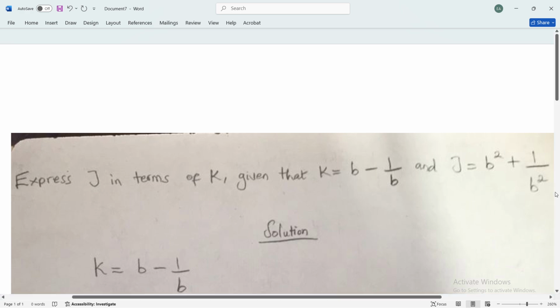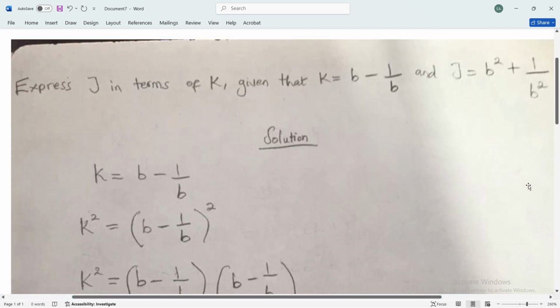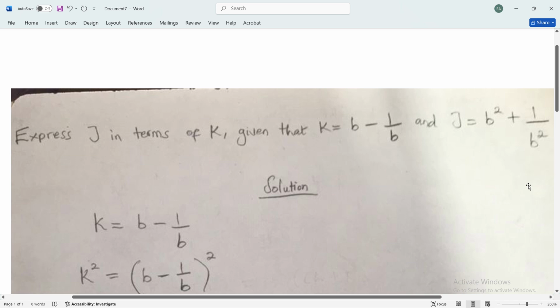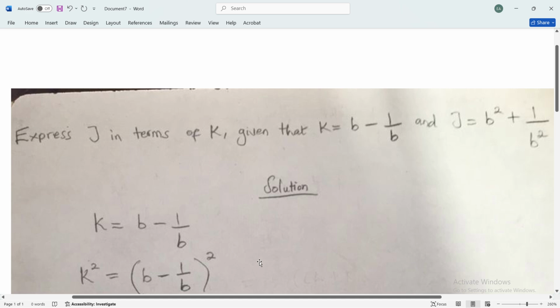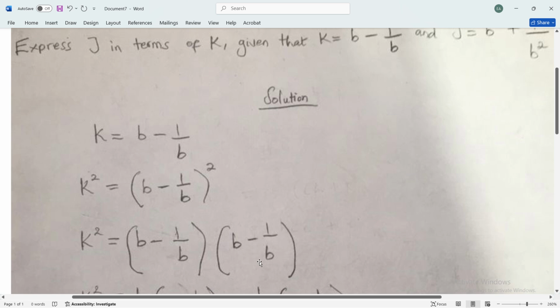So we are going to have K equals B minus the fraction 1 over B. We square both sides and then we are going to have K square equals, in brackets squared, B minus the fraction 1 over B. And this is also giving us, in brackets, B minus 1 over B multiplying, in brackets, B minus the fraction 1 over B. So we have K square equals, in brackets, B minus the fraction 1 over B multiplying, in brackets, B minus the fraction 1 over B.